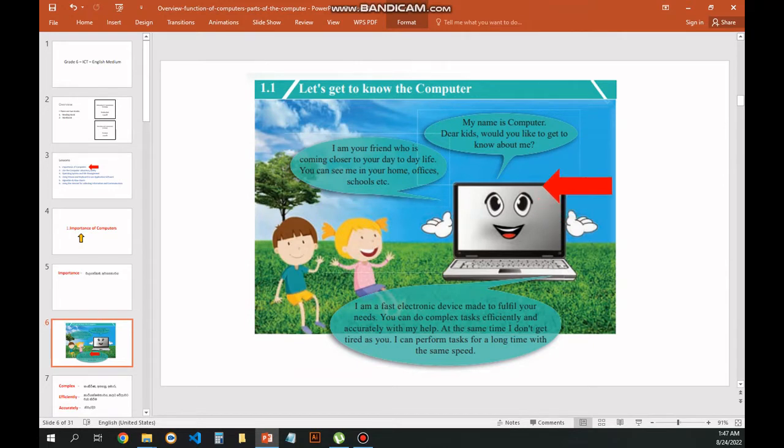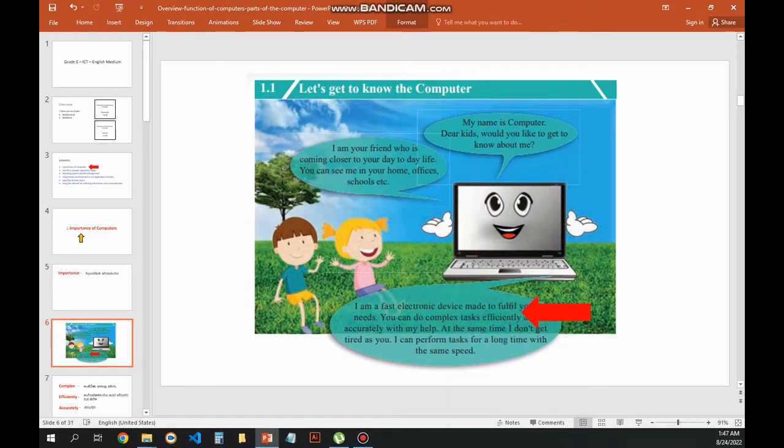At the same time, he's speaking and telling, I'm your friend who's coming closer to you in day-to-day life. You can see me in your home, offices, school, etc. So now the computer is telling, I'm just like your friend that you can meet every day. I'm at your home, at your offices, at school, something like that.